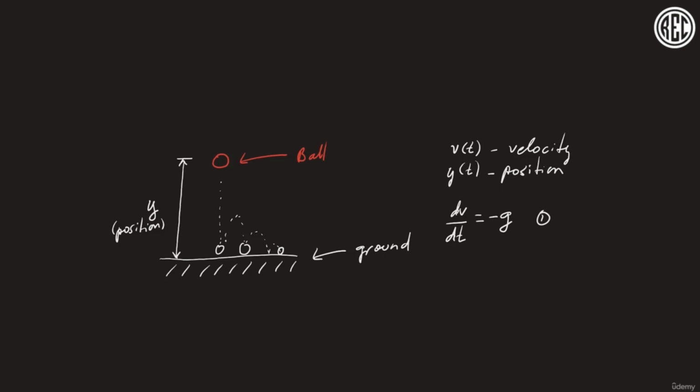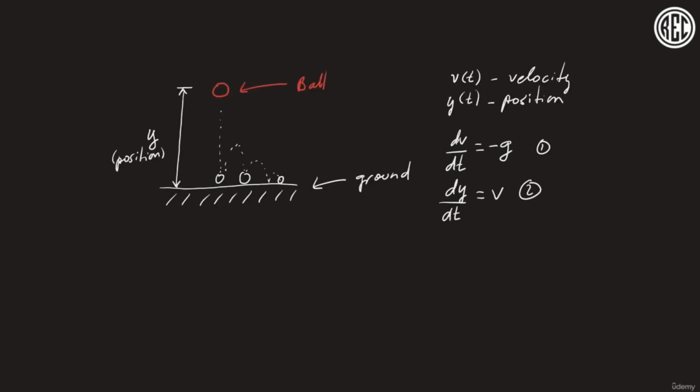And then we also need an expression for the position as well. And again, from basic physics, we know that the rate of change of the position is going to be equal to the velocity. So in other words, written down in equation form, dy/dt, the rate of change of the position with respect to time, is going to be equal to v, where v is the velocity. So these are our two equations that basically define the behavior of this bouncing ball.